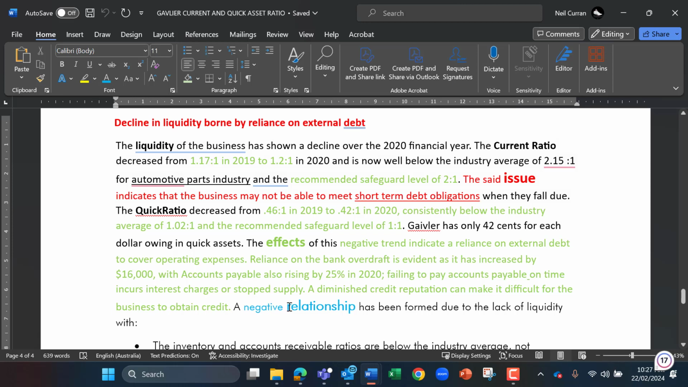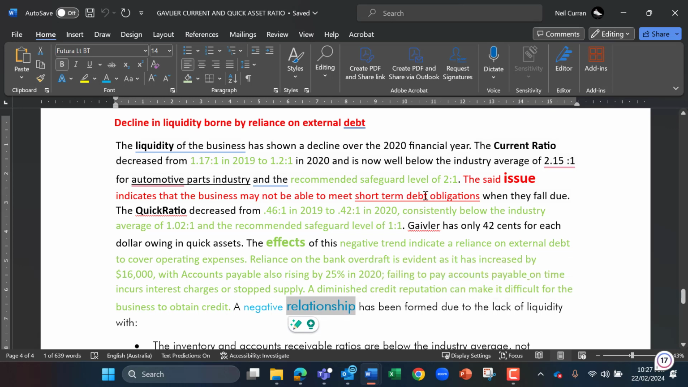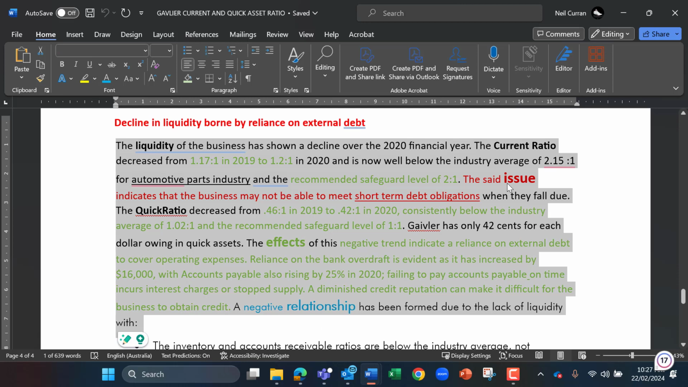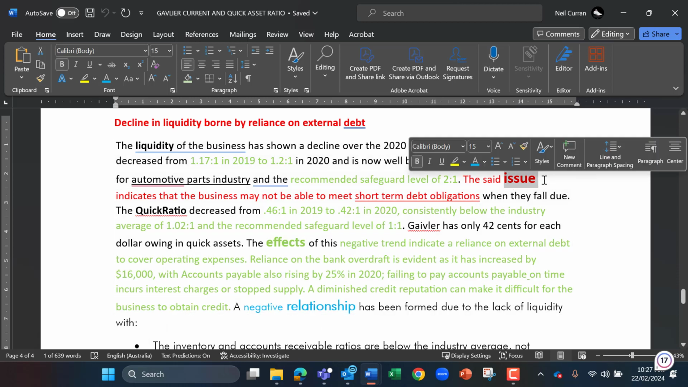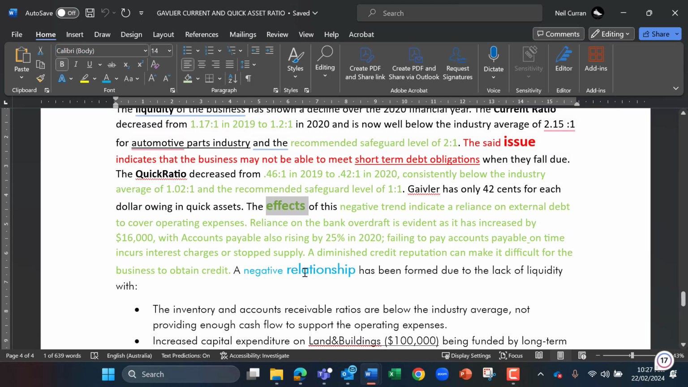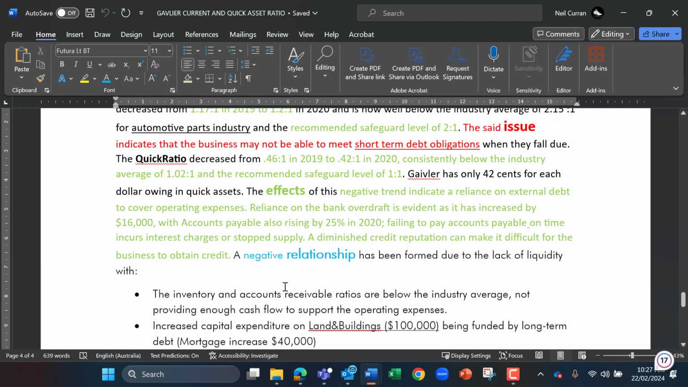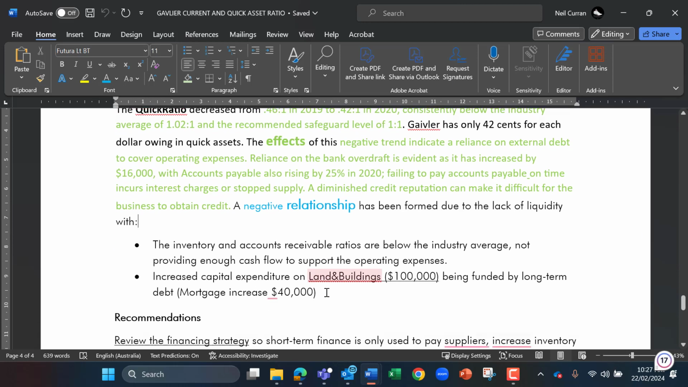So then we need to look at relationships. Your question should have a relationship discussion, an explanation of the issue. We've actually identified the issue through our heading, which is up here. And then you need to discuss trends, which are basically financial figures or numbers, and what the effects of that trend actually is. To wrap up this paragraph, we're going to look at our relationships, and I would mention whether it's a positive or a negative relationship. In this case, it's negative, and it's being formed due to the lack of liquidity.